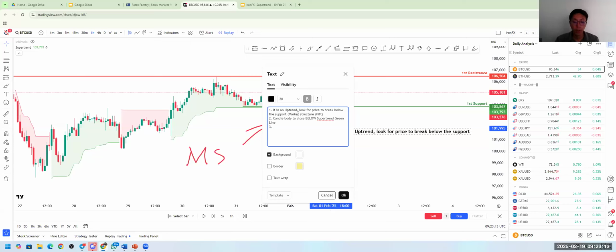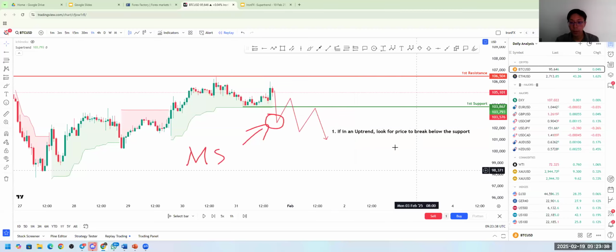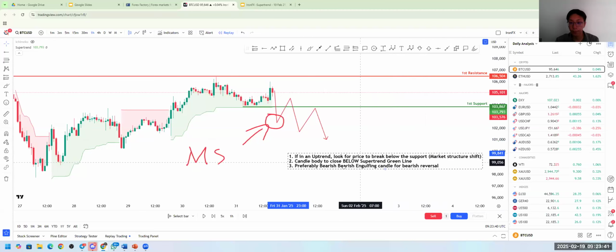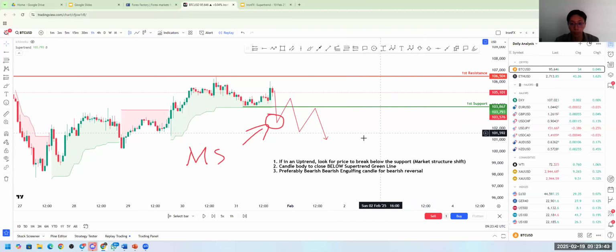Okay, then the third thing is, preferably, a bearish engulfing candle for a bearish reversal. Okay, vice versa for a bearish trend, right? This is for a bullish trend.